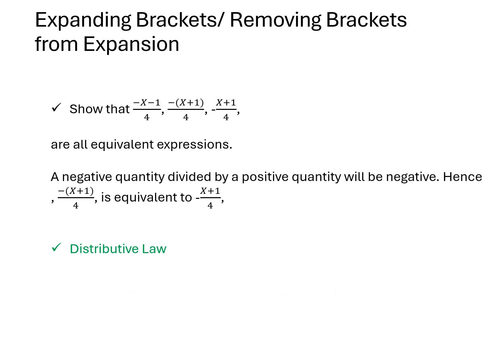These are all equivalent: minus (x plus 1) over 4, and minus x plus 1 over 4 are all equivalent expressions. A negative quantity divided by a positive quantity will be negative. Remember, I told you in previous lessons, if the signs are different, there's a language barrier, so the result is going to be negative. If the signs are the same, both positive or both negative, the answer is going to be positive. That's with multiplication and division, okay?